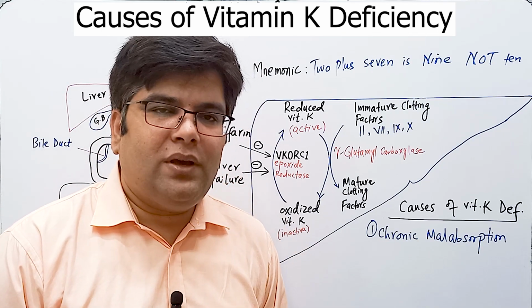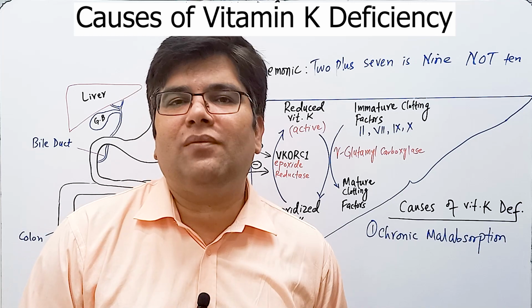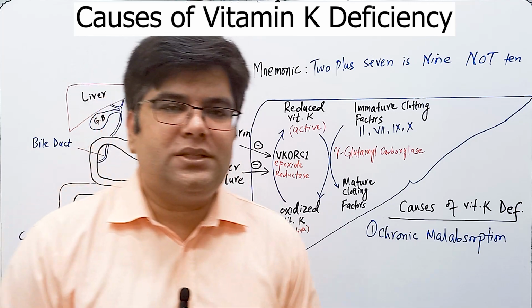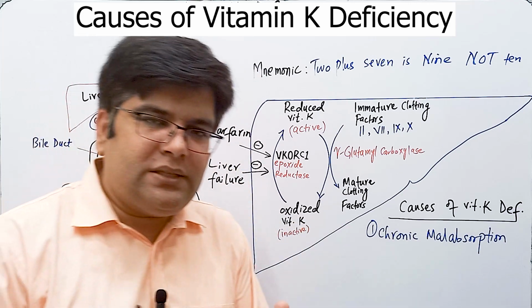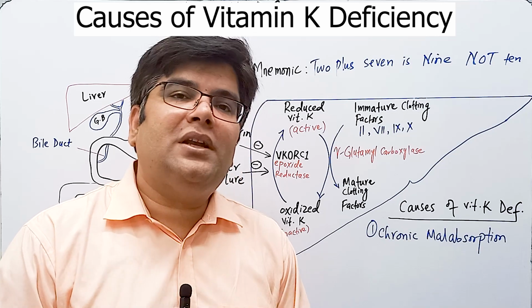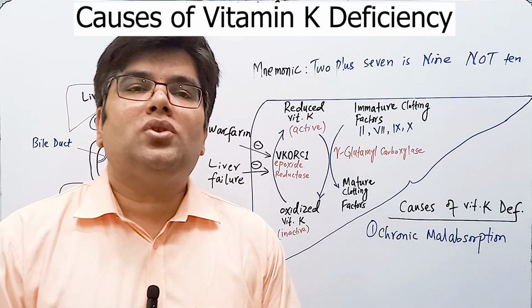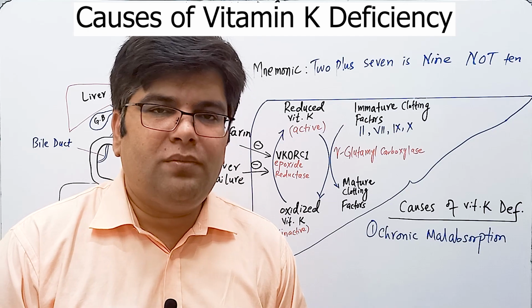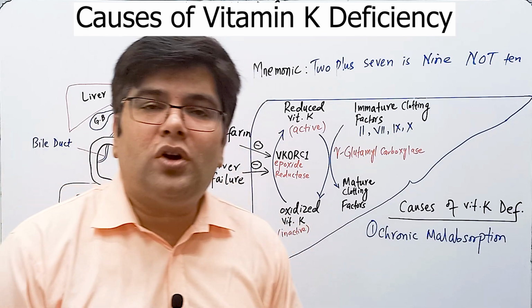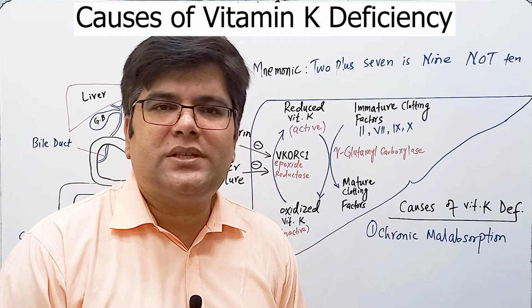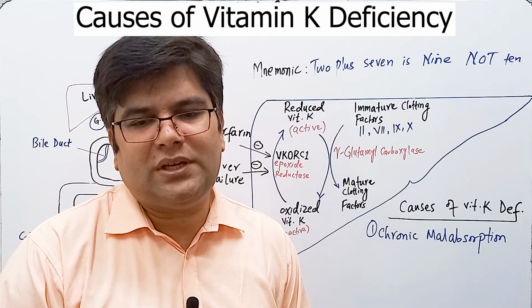If someone is having a poor fat absorption, for example, if someone is having celiac disease, in which case there is a decrease in fat absorption, because vitamin K is a fat soluble vitamin. So when there will be less absorption of fats from small intestine, vitamin K will also not be absorbed and it will be lost in feces, and hence leading to vitamin K deficiency.